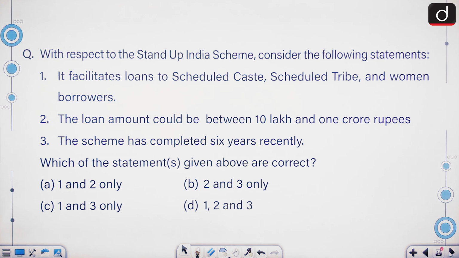With respect to the Stand Up India scheme, consider the following statements. It facilitates loans to scheduled castes, scheduled tribes, and women borrowers. The loan amount could be between 10 lakh to 1 crore rupees. The scheme has completed 6 years recently. As we have to select the correct statement or statements, all are correct. D is the correct answer.